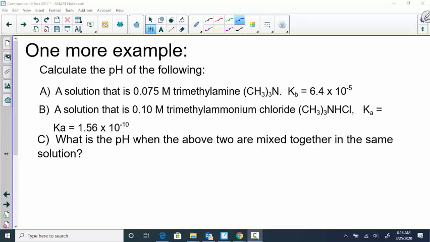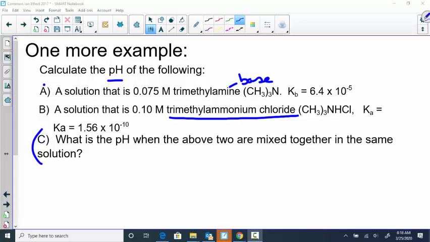Here's an example of a common ion effect problem, and I'm going to piece this out as we go, but we are going to calculate the pH in 3 different ways. The first thing I'm going to do is calculate the pH of the base itself, which is this trimethylamine, and then I'm going to calculate the pH of just the salt solution, which is this solution right here. And then I'll actually do the common ion effect, just so we can see what happens with each of these.